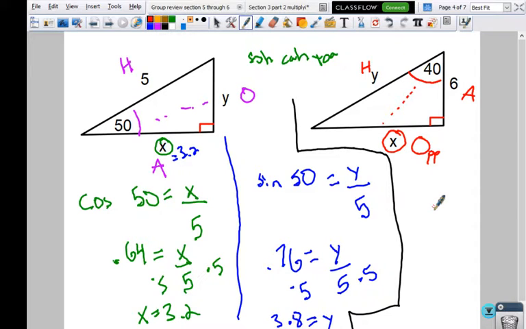Okay. So if we are going to solve for x, which of the three should we use? Sine, cosine, or tangent? Yep. Tangent, because x is an opposite, and I've got a number at my adjacent. The one that uses opposite and adjacent is tangent. So tan of 40 is going to equal opposite, which is x, over adjacent, which is 6. Like that. And we can go through and solve it.